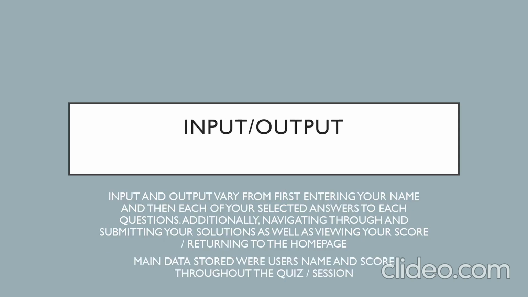The input and output vary from first entering your name and then each of the selected answers to each question. Additionally, navigating through and submitting your solutions as well as viewing your score and returning to the web page. Main data is stored with the user's name and score throughout the quiz session. This is stored in a txt file. On every line, there's going to be one name and one score, so we can later retrieve it.